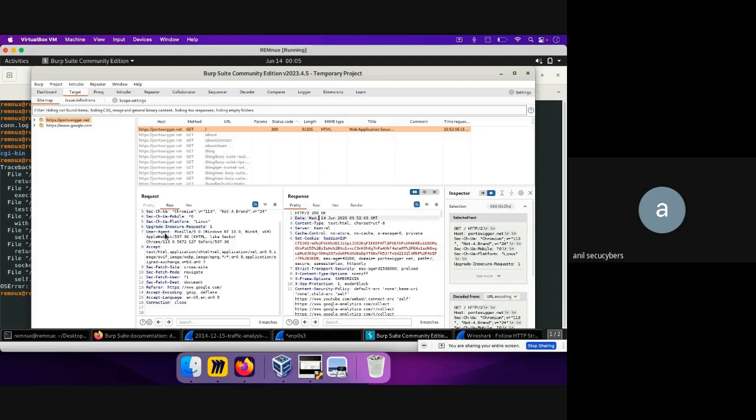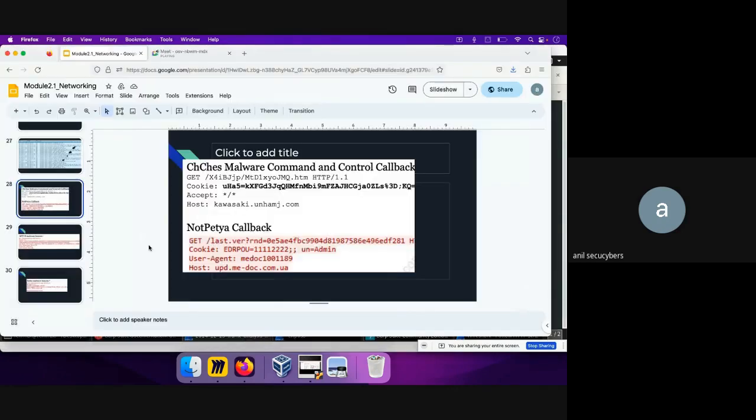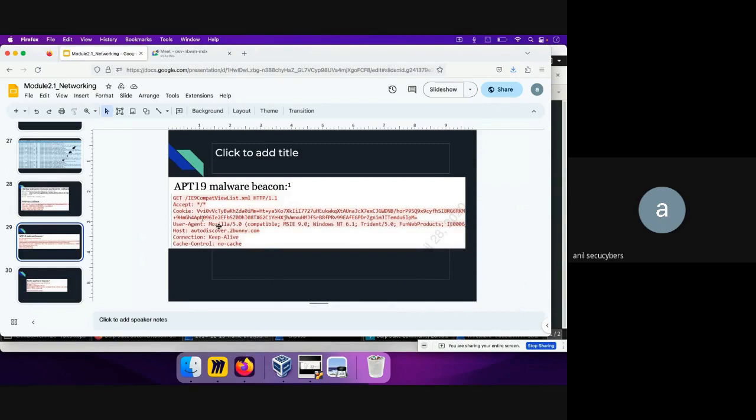So the malware can do something like, let's say, it is trying to visit a website. Let's see if I have a figure of the user agent over here. Okay, so now if you see, this is one of the malware samples, APT19. The first thing is definitely the host, which we have already discussed: autodiscover.2bunny.com, and then we see the user agent over here.